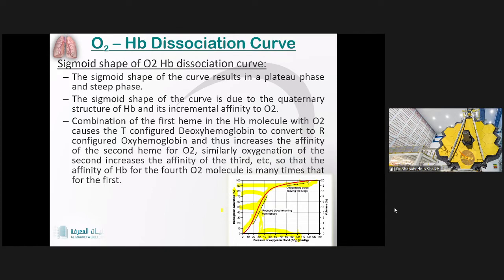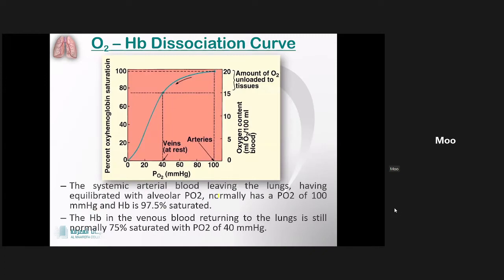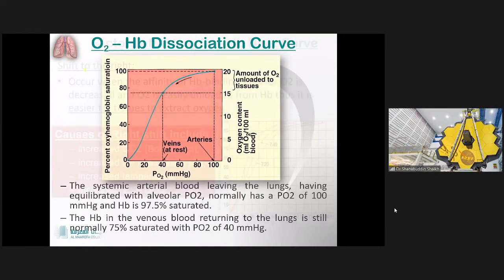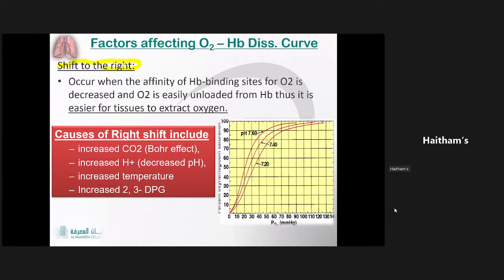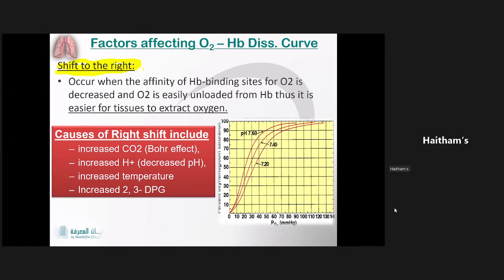Now whether you understand this or not, it doesn't matter. You have to remember certain things about this chart. What are the things you have to remember? Shift to the right. First of all, what is shifting to right? Can somebody tell me what is the meaning? The affinity of hemoglobin to bind oxygen will decrease, so it's easy for tissue to extract oxygen.